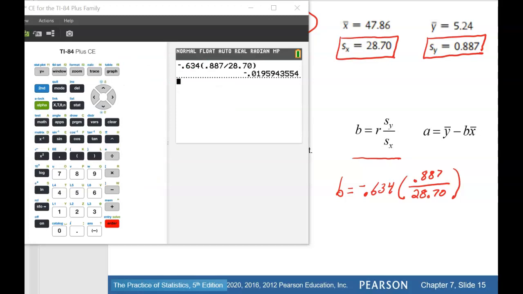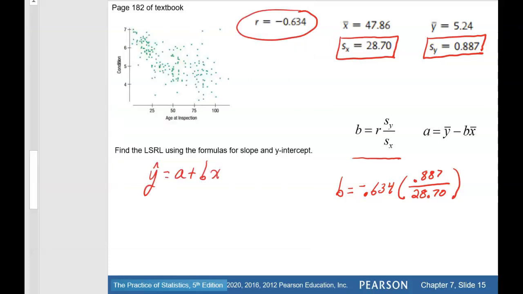When you type that into your calculator, you can see on my screen that you get negative 0.01959435554. I'm going to write that whole number down in this example, and then I'm going to show you another calculator command shortly. So b is negative 0.01959435554. That would be the first step.